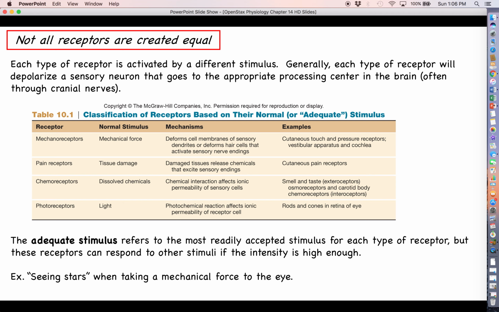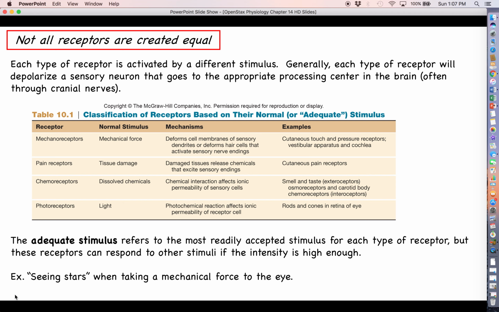Photoreceptors, their adequate stimulus will be light. This table here calls it the normal stimulus, but it's the same thing. Chemoreceptors, it'll be dissolved chemicals. Pain receptors, it'll be the chemical factors that are released by cells when they're damaged. So those are the adequate or normal stimuli, but we can activate those receptors with another type of stimulus provided that that stimulus is strong enough.